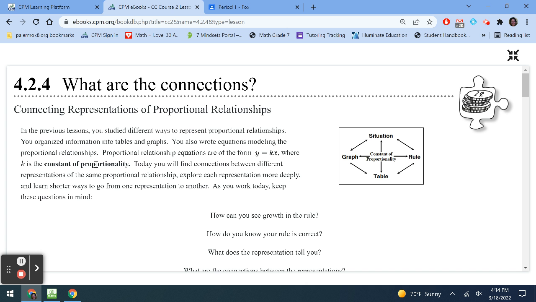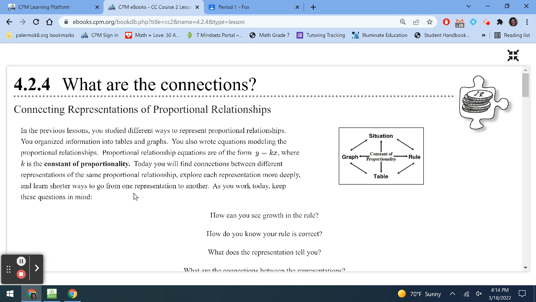Just so that you're aware, your constant of proportionality is the same number as your unit rate, your scale factor, and your constant multiplier. Those are all different names for the same thing. Unit rate's written a little bit differently, but the number is the same.